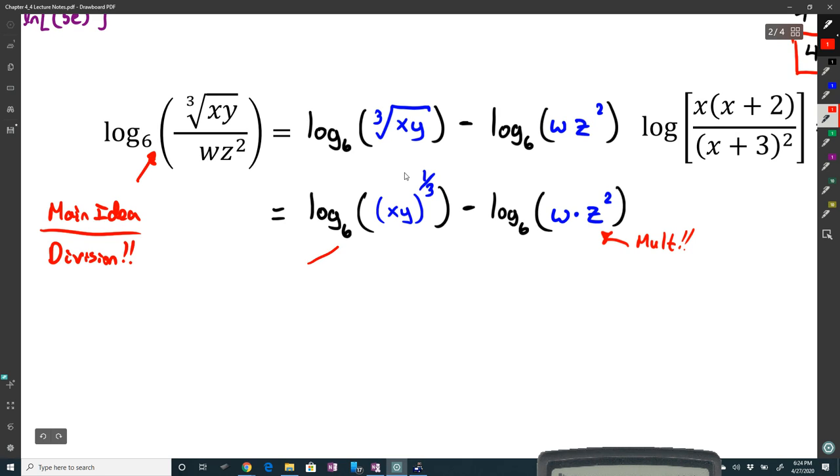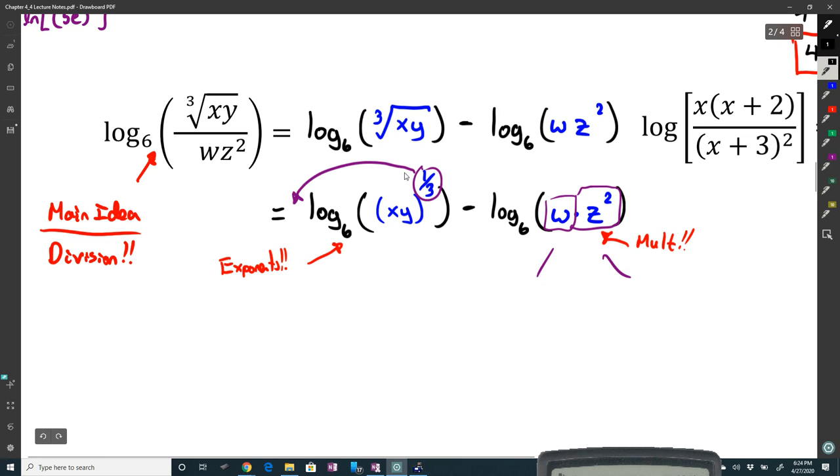The main idea for this one is exponents. And so we apply the rules. The exponent can come to the front. Here we have 2 things, and so we split it up with addition. So the exponent flies to the front.